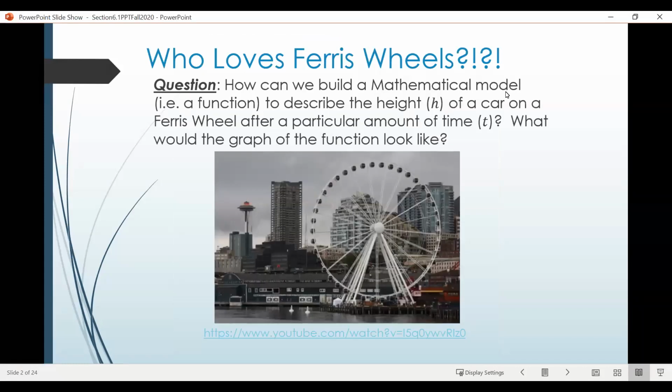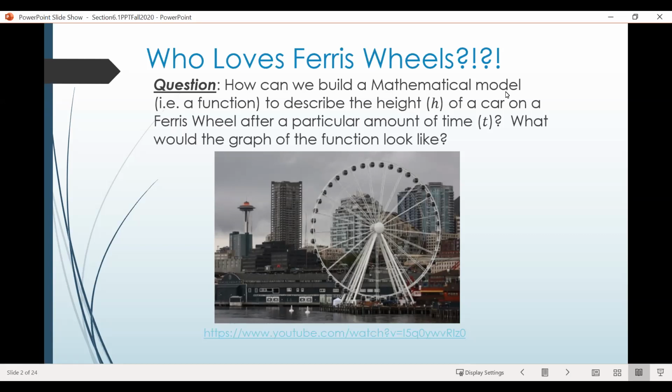So I'm going to start off with an example with a Ferris wheel. And I don't know about the rest of you, but Ferris wheels are not one of my favorite rides. When I was younger, I used to be extremely scared of heights, so I actually haven't been on that many Ferris wheels. Maybe y'all have different feelings about them.